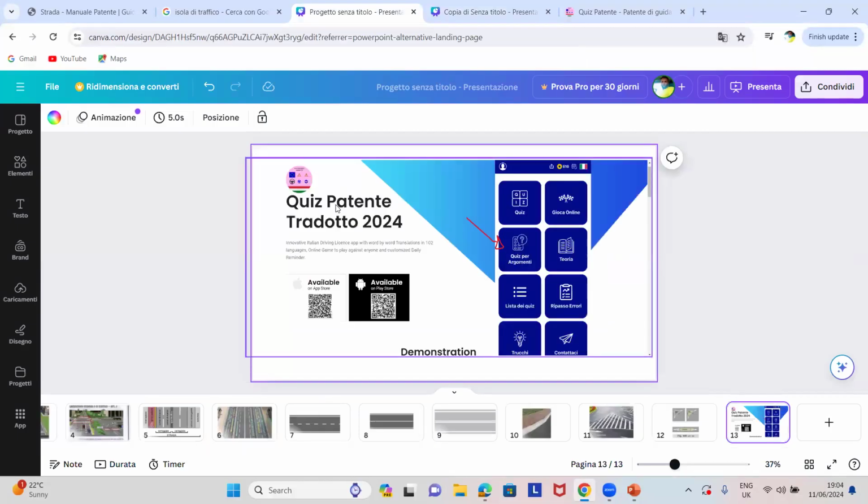Please download this particular app. It's called, what you are seeing on your screen, Quiz Patente Tradotto 2024. If you want to do it now, you do it now. If you want to do it later, do it later. Every new student, download this app, Quiz Patente Tradotto 2024.